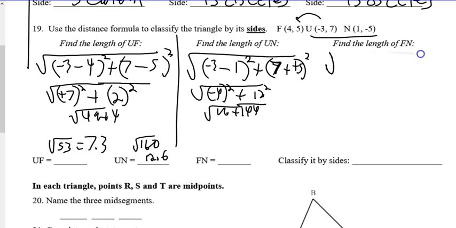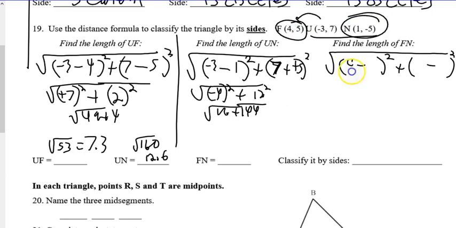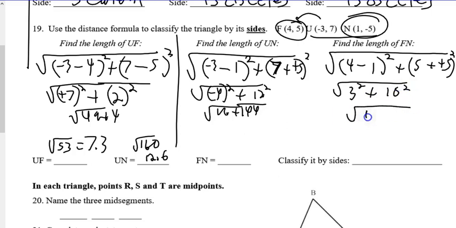All right, one last one. Good practice. And the best way to get this down is just to practice it. Like start over, like cross it out and just cover it up and start over with another one. Do it over and over again until you get used to it. FN. So we're doing this one and this one. So 4 minus 1, go the same direction. 5 minus -5. Which is going to become 5 plus 5. This gives me 3 squared plus 10 squared. That's 109.